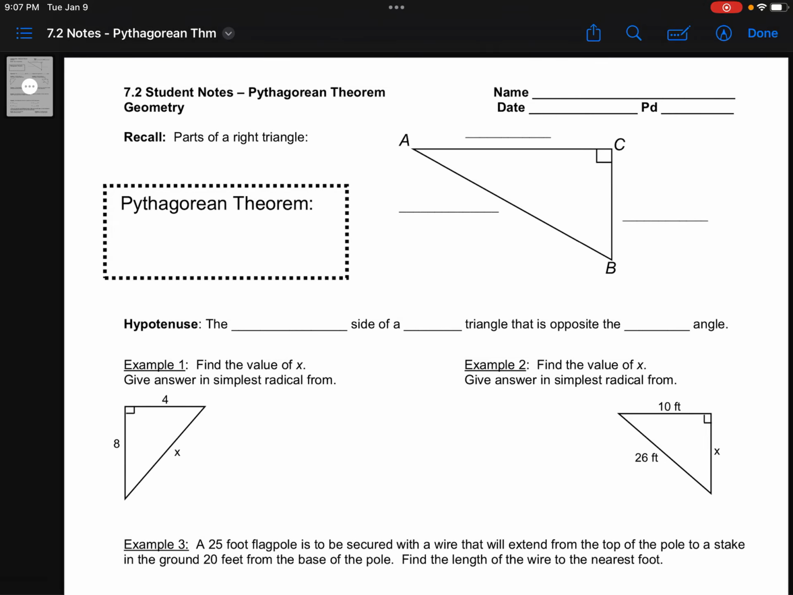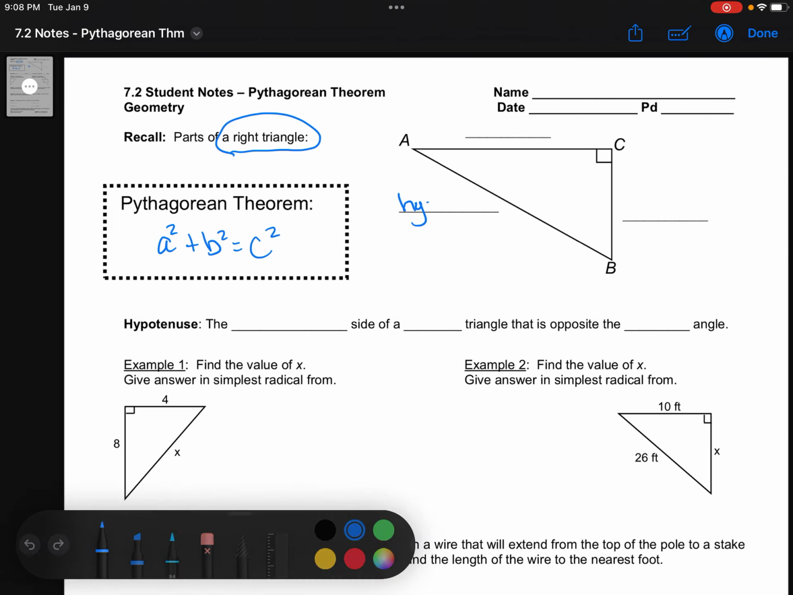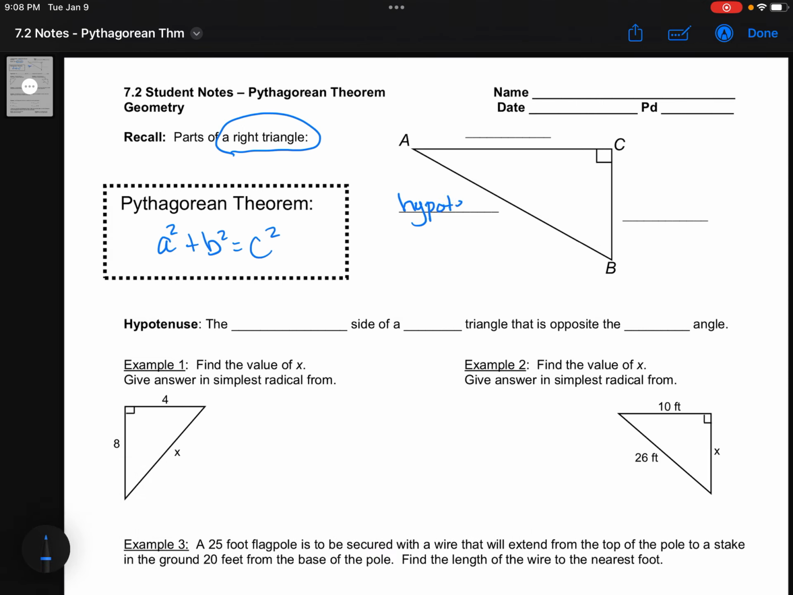Okay, Pythagorean theorem, which you guys know, only works for right triangles. So, it has to be a right triangle. And the Pythagorean theorem is a squared plus b squared equals c squared. The longest side is the hypotenuse. It's across from the right angle, and it's always c.